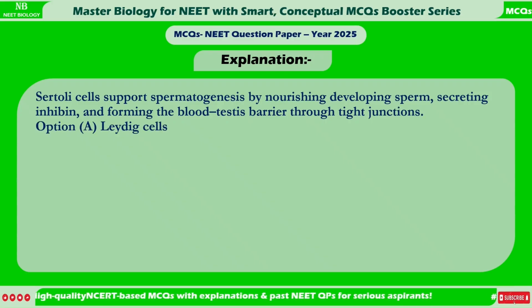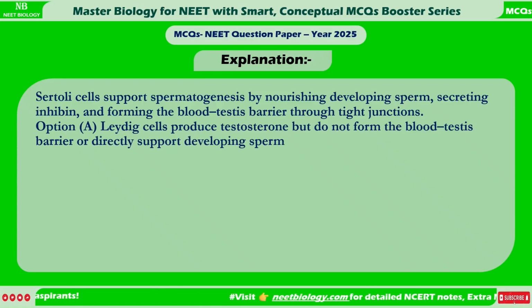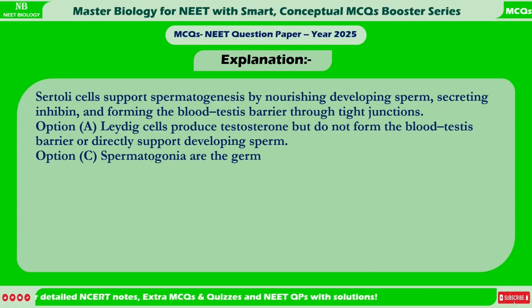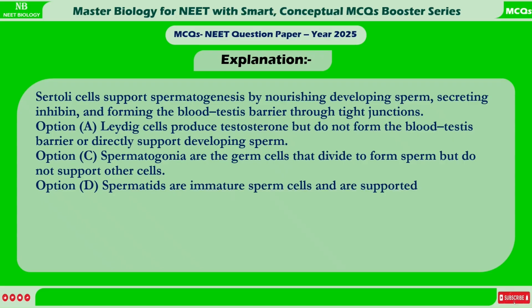Option 1. Leydig cells produce testosterone but do not form the blood-testis barrier or directly support developing sperm. Option 3. Spermatogonia are the germ cells that divide to form sperm but do not support other cells. Option 4. Spermatids are immature sperm cells and are supported by Sertoli cells. They don't perform support functions themselves.